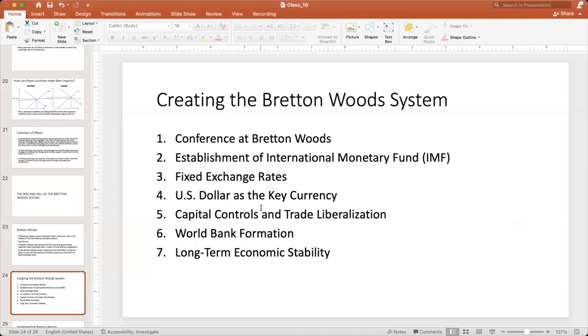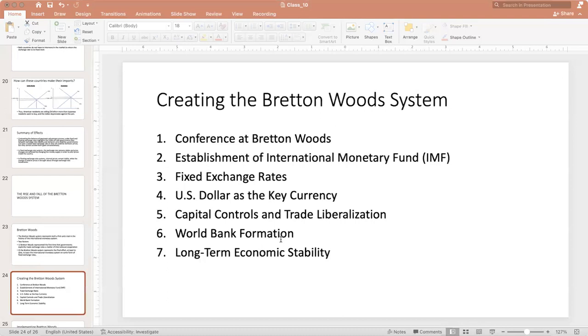So let's begin with the reasons for the creation of the Bretton Woods system. The creation of the Bretton Woods system, which took place in 1944, aimed to establish a stable international monetary framework after the devastation of World War II. And here are the main points of its creation. I extracted the main points from the chapter. However, you have to read the chapter to better understand the historical evolution of the creation of Bretton Woods.